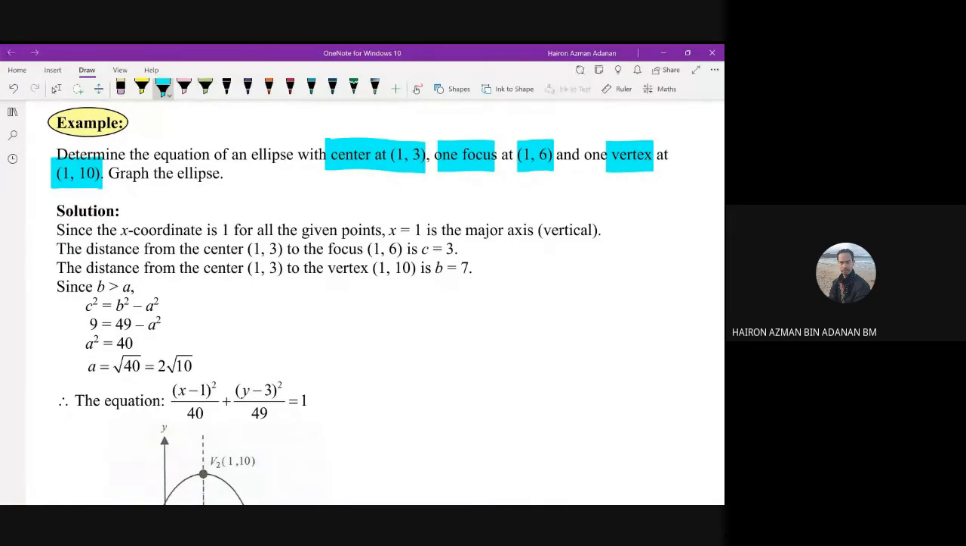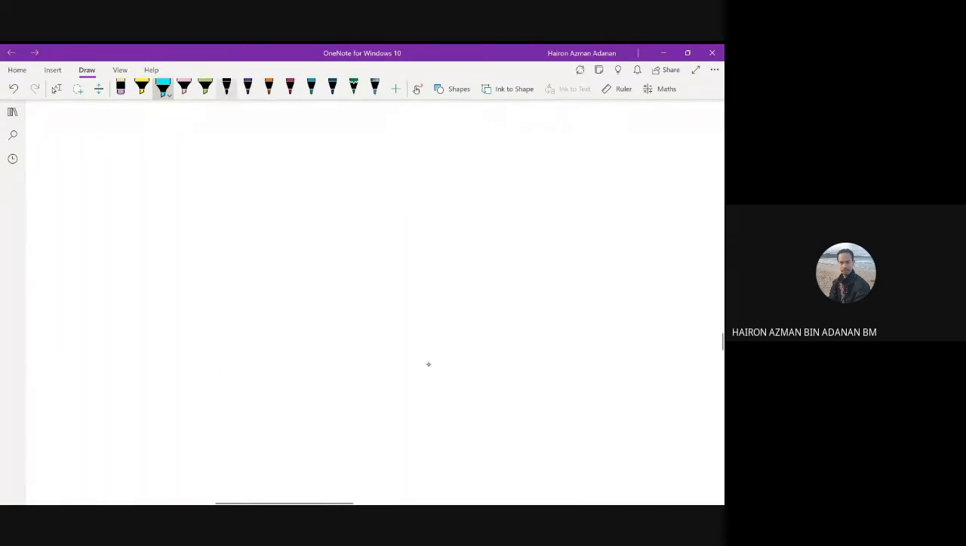I think to get the equation of ellipse, we need to understand how to get the value of A, B, and C. For me, I will draw. Okay, first center. Center is 1, 3. And then focus. The first focus you are given 1, 6. And one of the vertex you are given 1, 10. Okay, look at how I get the idea, how to get the equation of an ellipse.